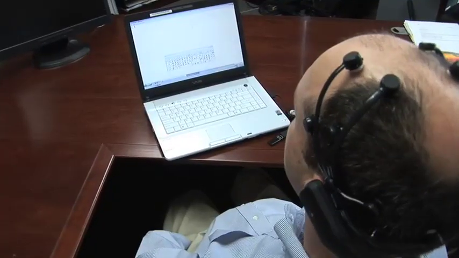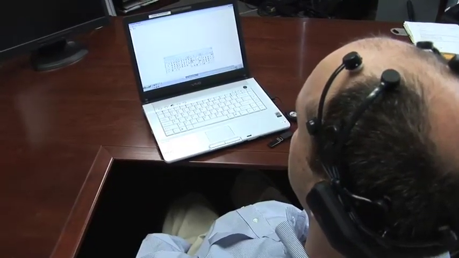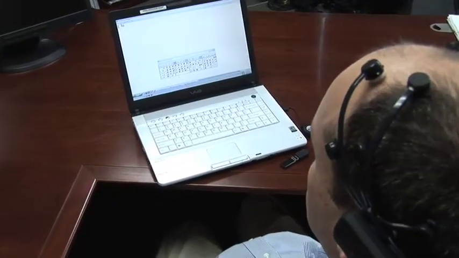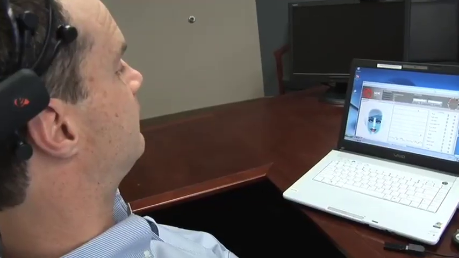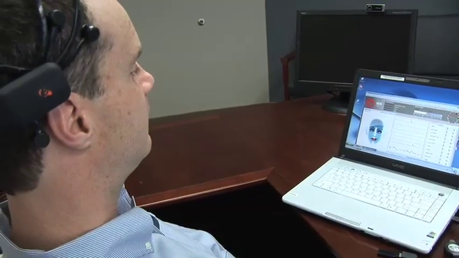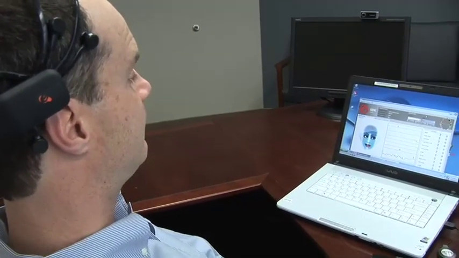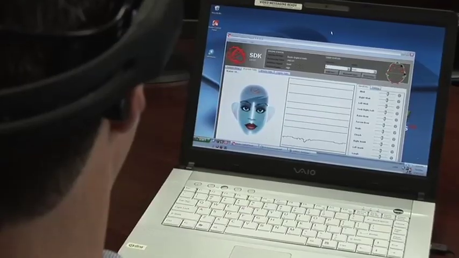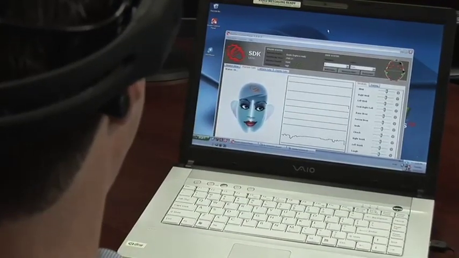This technology can operate on the cognitive level, which reads conscious and non-conscious thoughts. It can also operate on the expressive level, which operates from facial expressions, and the affective level, which can detect the user's emotions. In the expressive mode, shown here, the user blinks and the avatar blinks. When the user smiles, the avatar smiles.